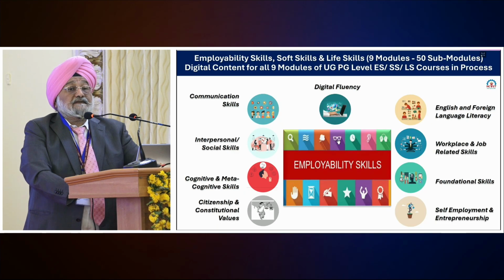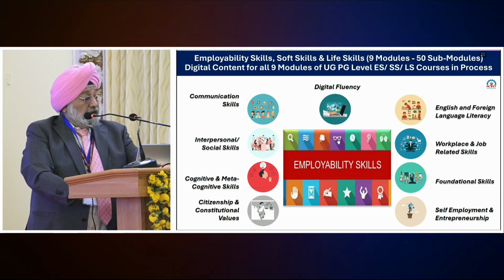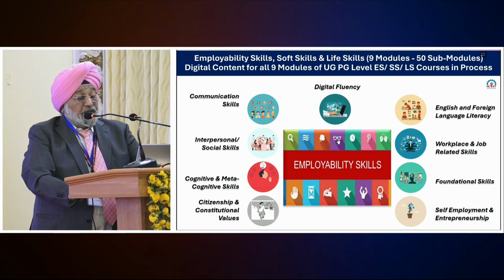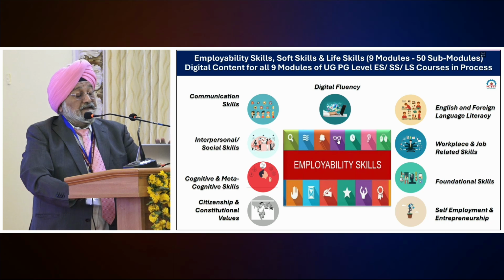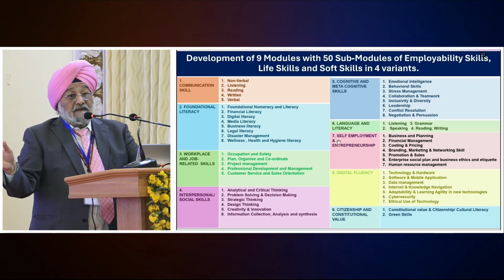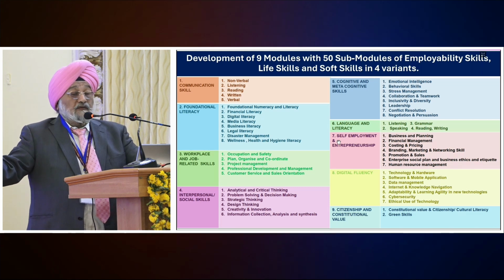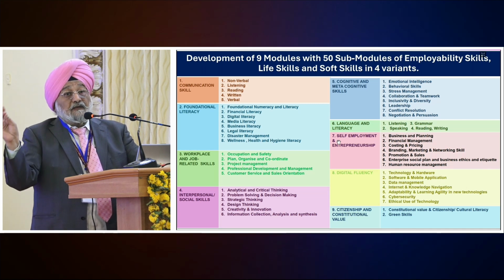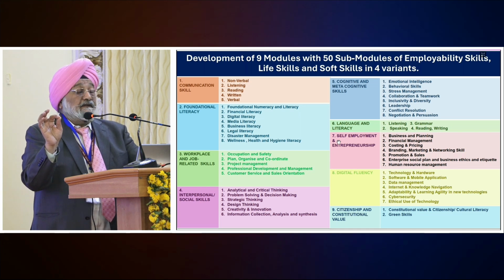And also the soft skills. Soft skills are very important. Communication skills, interpersonal and social skills, cognitive and metacognitive skills, citizenship and constitutional values, digital fluency, English and foreign language literacy, workplace and job-related skills, foundational skills and self-employment and entrepreneurship skills. And these skills have been further subdivided into 50 sub-modules. And courses are ready on these 50 sub-modules. And these 50 sub-modules are available in 4 variants. One for school education, one for college education, one for professional education, and one for illiterate people.